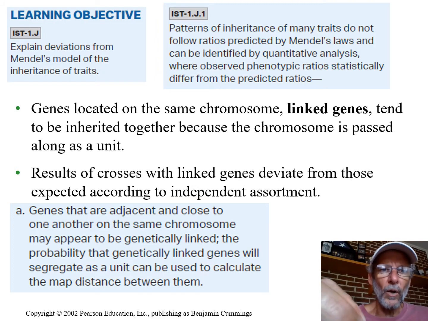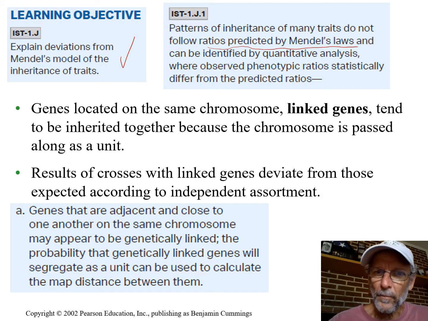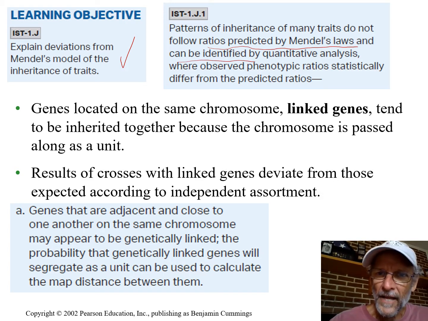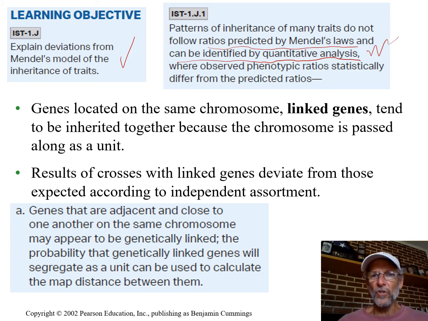So, we're looking at deviations from Mendel's model. That's stuff like sex-linked traits and linkage. Basically, it's those two things mostly. What this says is that if they don't follow the ratios predicted by simple segregation and independent assortment, you can identify that by quantitative analysis. That is the heart and soul of what they're likely to ask you to do if they ask you about this topic.